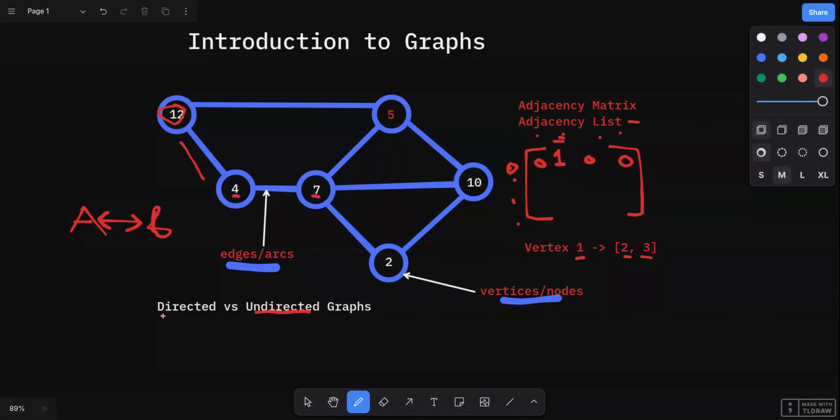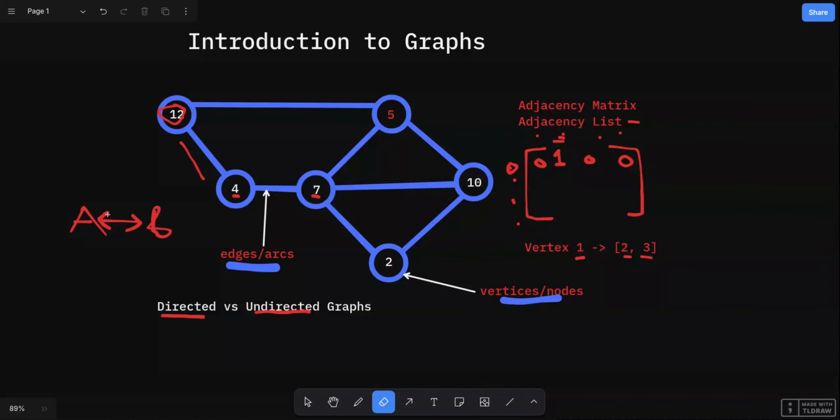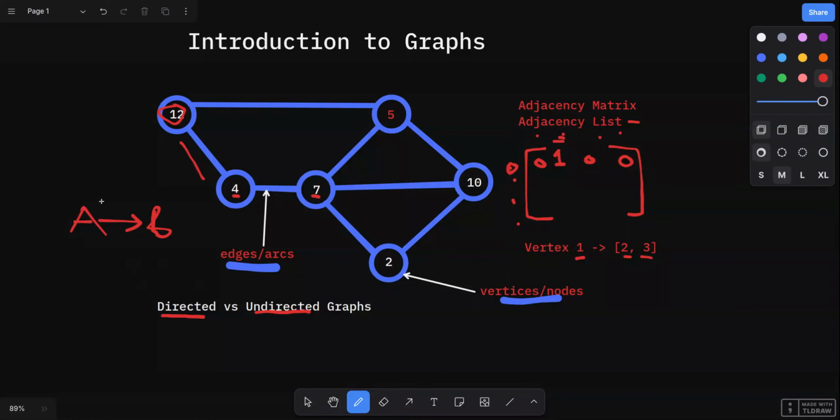Then we now have directed graphs, which are basically the opposite of an undirected graph. And here, each edge has a direction. So all these edges that you can see here, each of them has a direction. So if there's a directed edge between vertex A and vertex B, you can only move from A to B. That is, you can only move in the direction that the arrow is showing you, and you can't move the other way around.